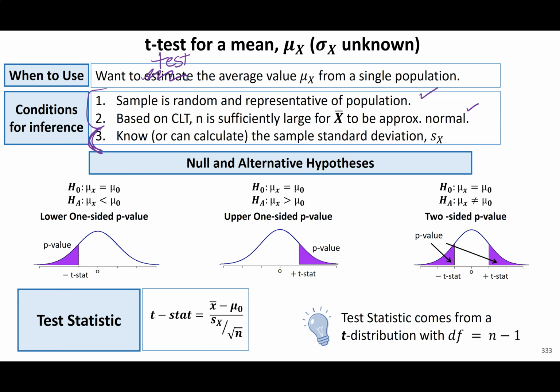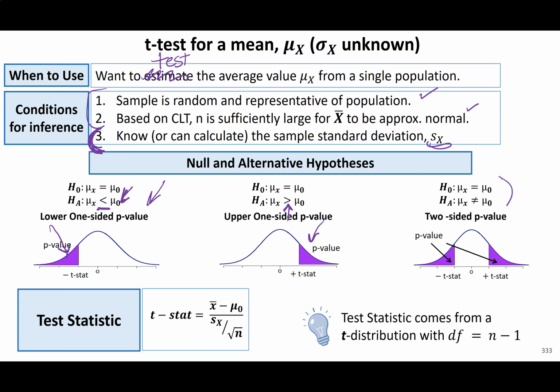And the condition that's different from last week is that we know or can calculate the sample standard deviation, which is S, or S sub x. So like before, you can have a lower one-sided test where you want to test if the mean is lower than a specific value. The alternative tells you which tail to look in. So less than tells me, oh, well, I'm going to go for the area lower than that. Here, if your alternative is higher than, that means that you're going to look higher.